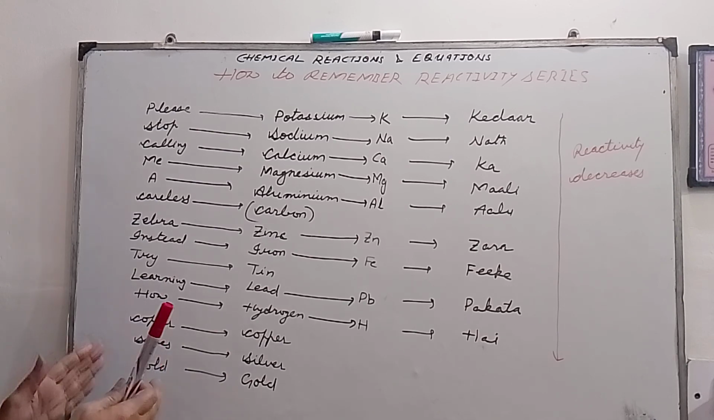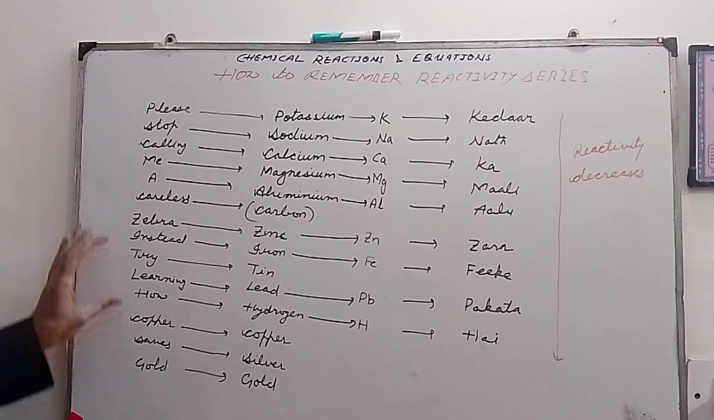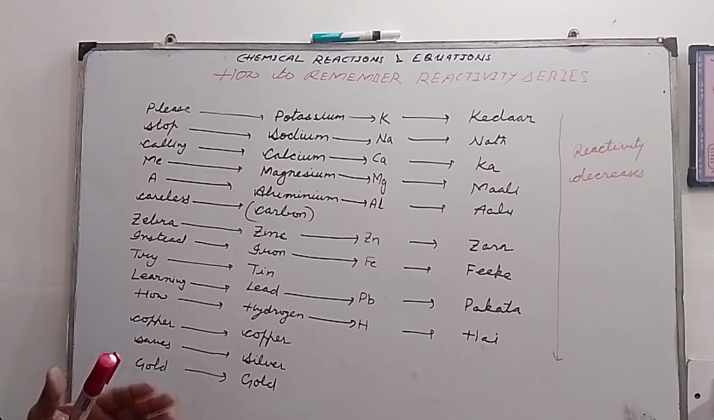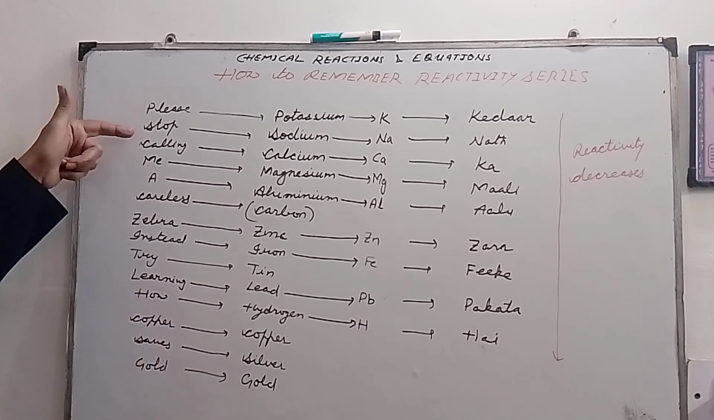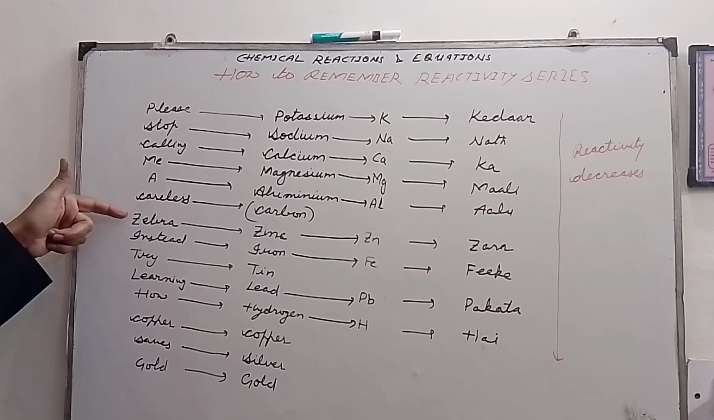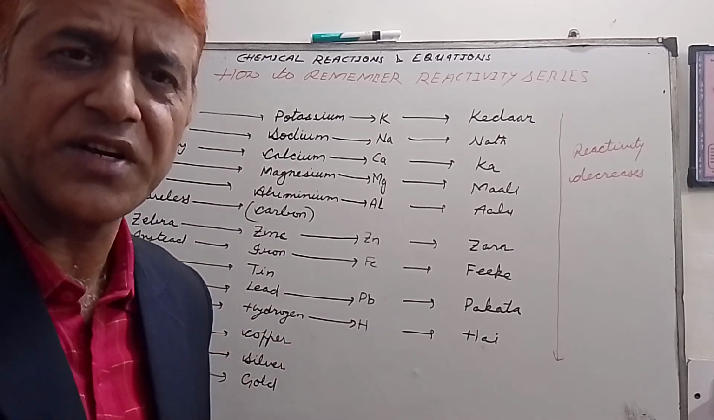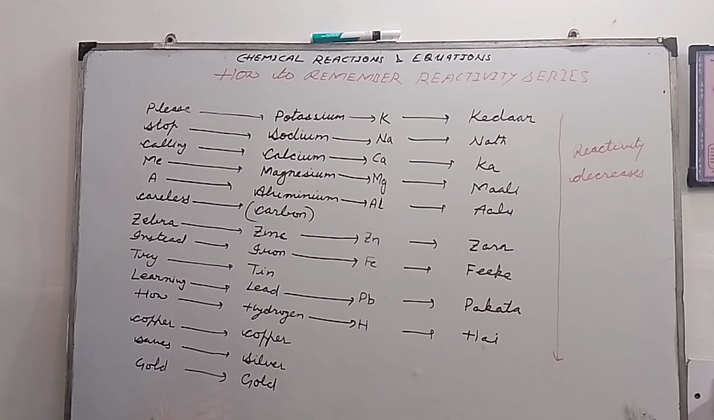So this is actually a sentence. You have to learn this sentence. You have to practice it so that it gets learned. Please stop calling me a careless zebra. Instead, try learning how copper saves gold. So you have to write this sentence 10 times, 20 times, 50 times so that it gets learned.